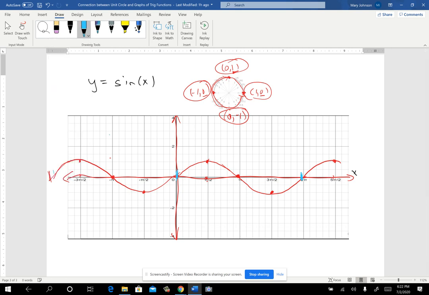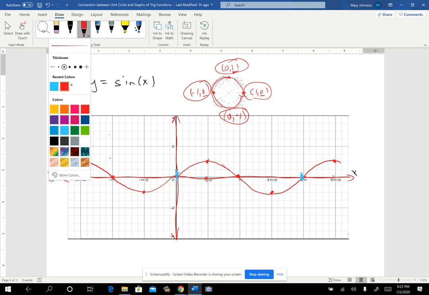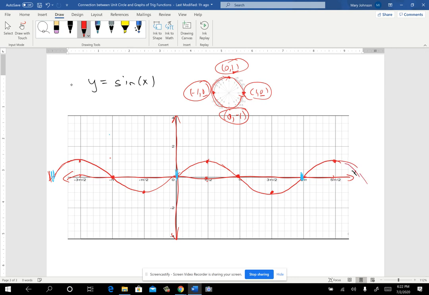Here's that same section. Up, down, back to 0. Okay, then there's another section. And then this would keep going like that. Up, down, back to 0. And it would keep going like that. So that section right there is what gets repeated over and over again.